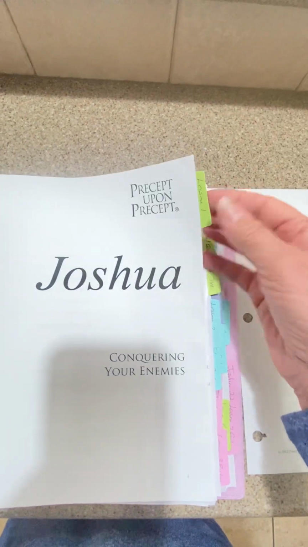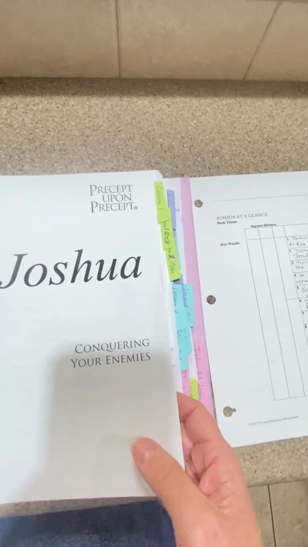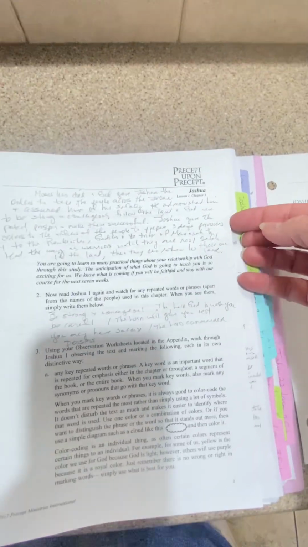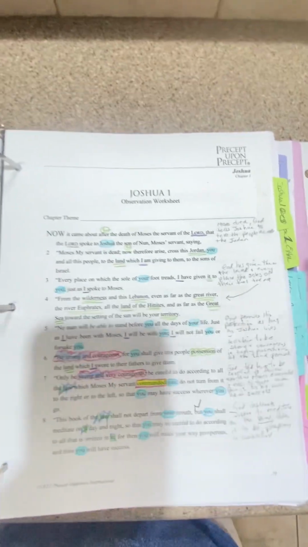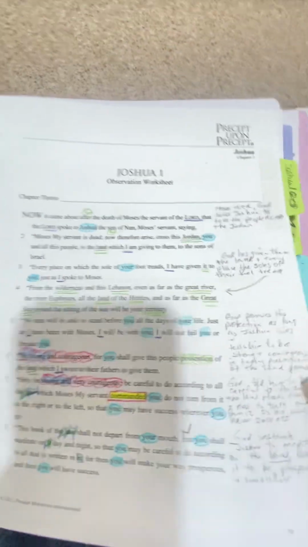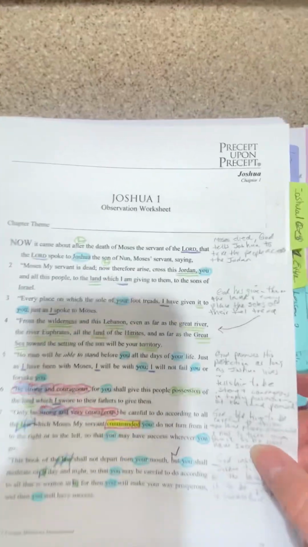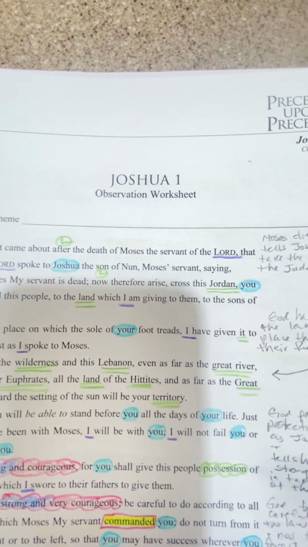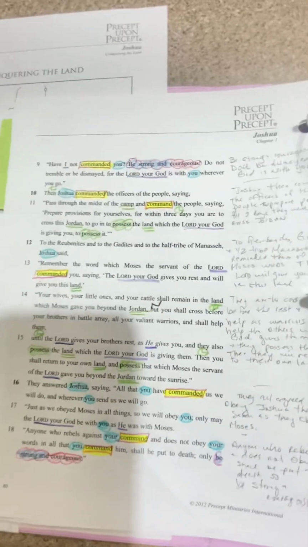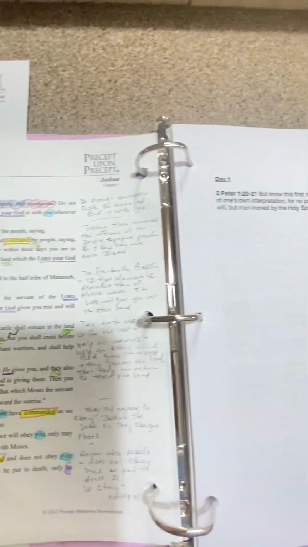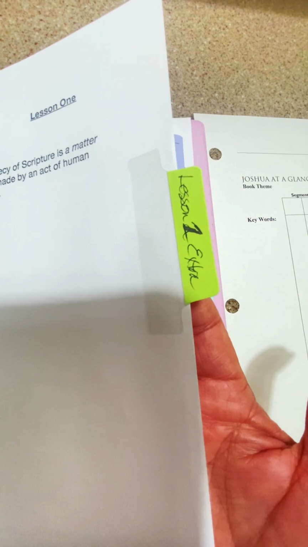So here is lesson 1. And behind lesson 1, I have the worksheets. Joshua 1 observation worksheet. And that's going to cover lesson 1. And then behind that, I have lesson 1, what I put extra.